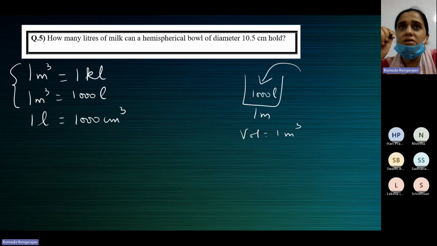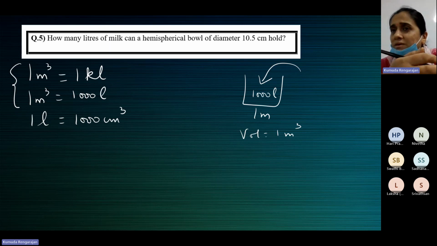When will you have a volume of 1 meter cube? When we consider a cubical container of edge 1 meter, its volume will be 1 meter cube, because 1 into 1 into 1 is 1. If you pour liquid into this cubical container, it can hold up to 1000 liters of liquid.